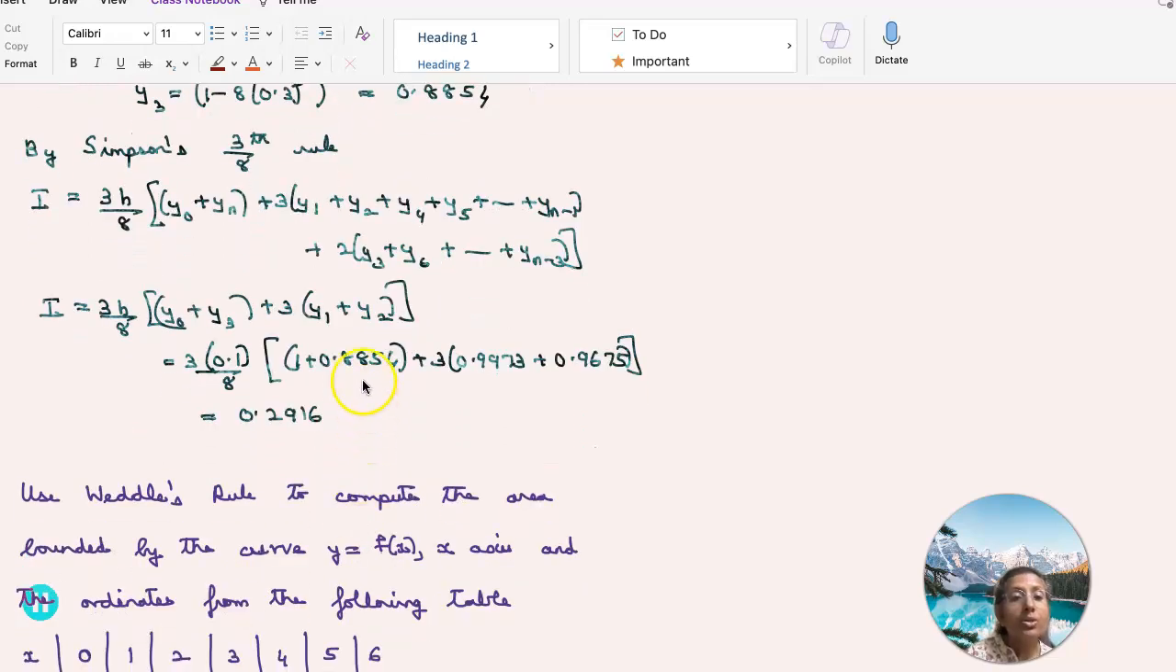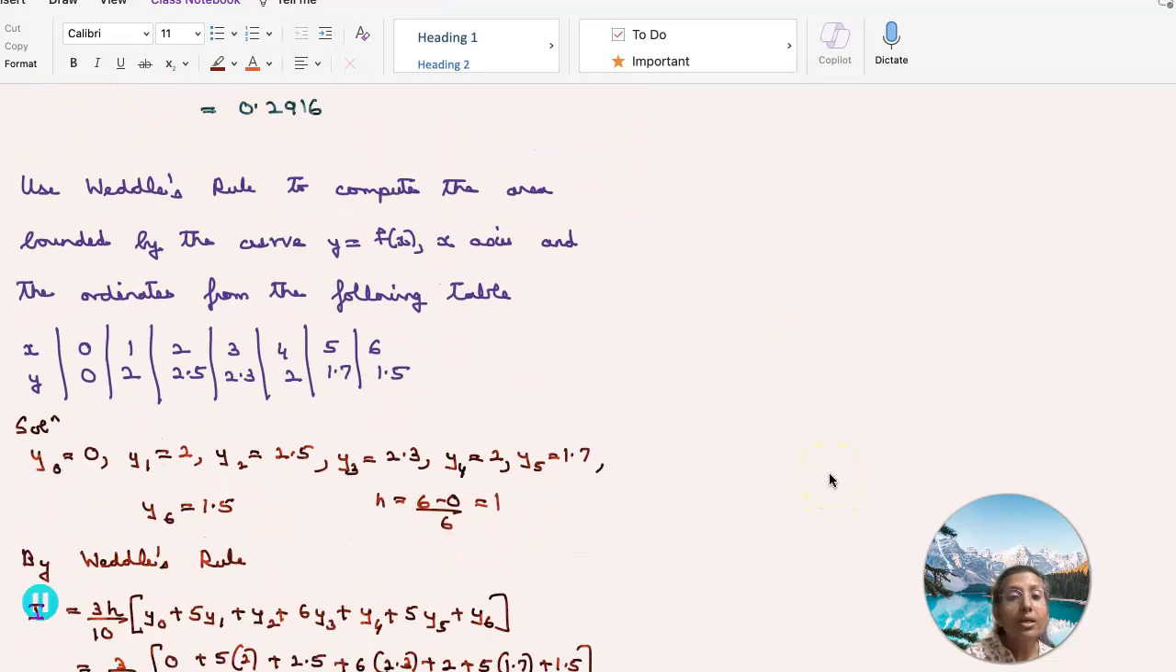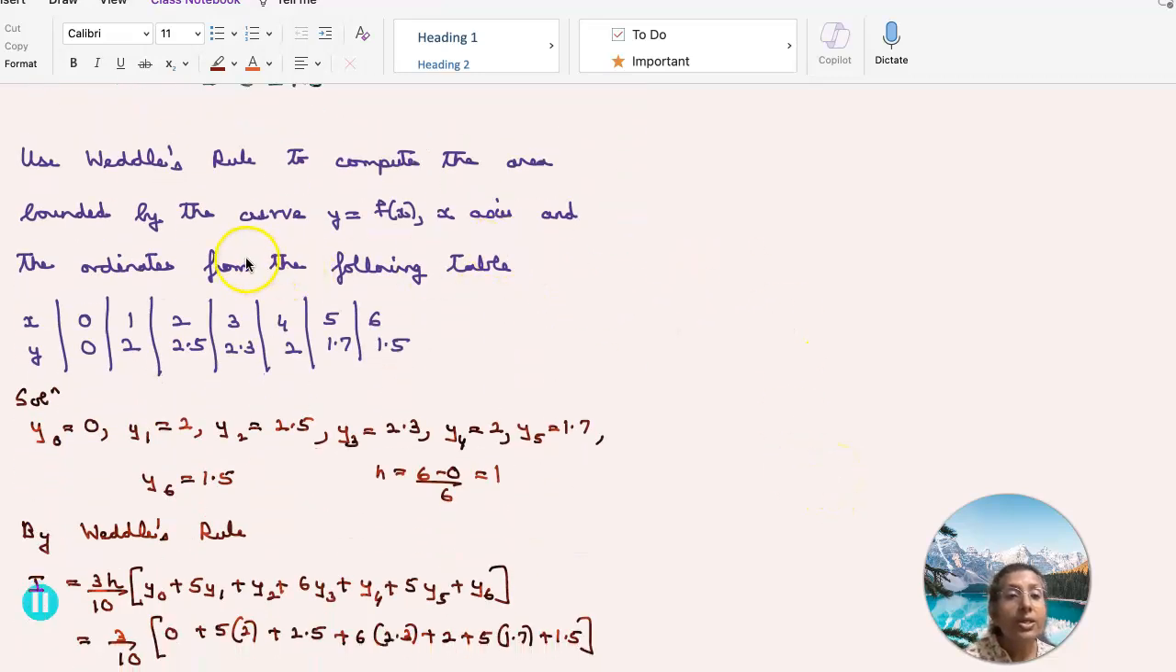The next question goes something like this. Use Weddle's rule to compute the area bounded by the curve y equal to f(x), the x-axis and the ordinates from the following table. So you have 0, 1, 2, 3 up to 6, and we calculate y, and you're given the values here. So y0 is 0, y1 is 2, y2 is 2.5, y3 is 2.3 and so on. y6 is 1.5 and h is (b minus a) by n, (6 minus 0) by 6, which is 1.